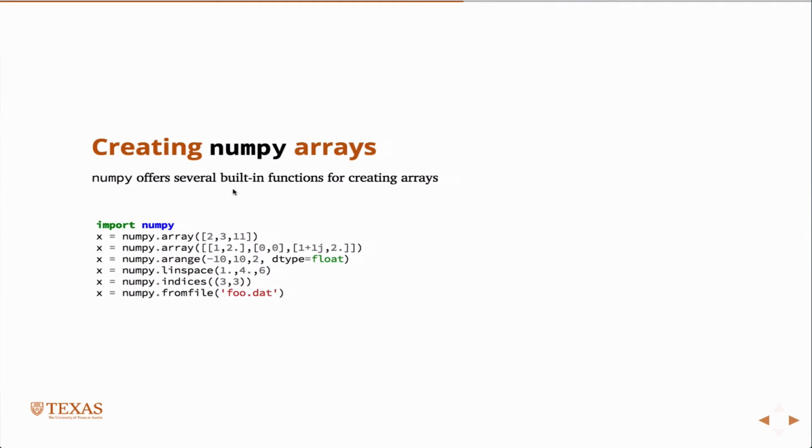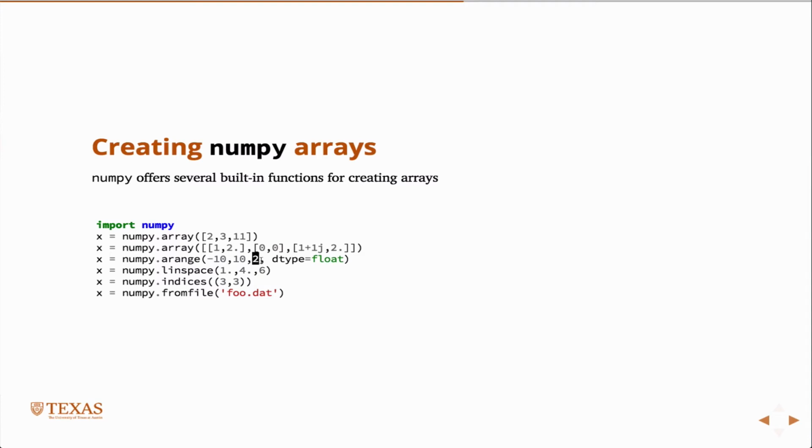So Numpy offers several built-in functions for creating arrays. You can use the Numpy array command where you can just stick in 3 integers, and because they look like integers, this will be interpreted as an integer array. Likewise, here I have complex numbers. The J indicates a complex number. So this is going to be interpreted as a complex array and stored as such. I can create a range of numbers. In this case, I'm creating a range of numbers between -10 and 10, taking steps of 2.